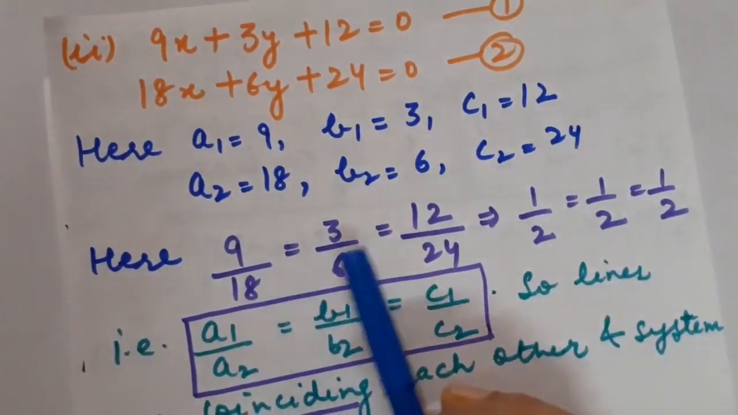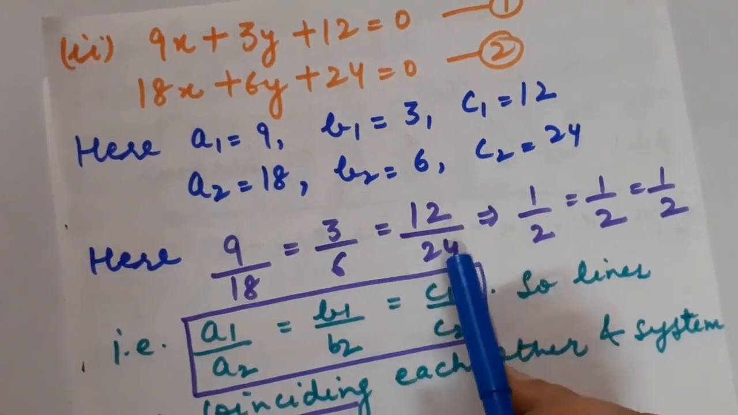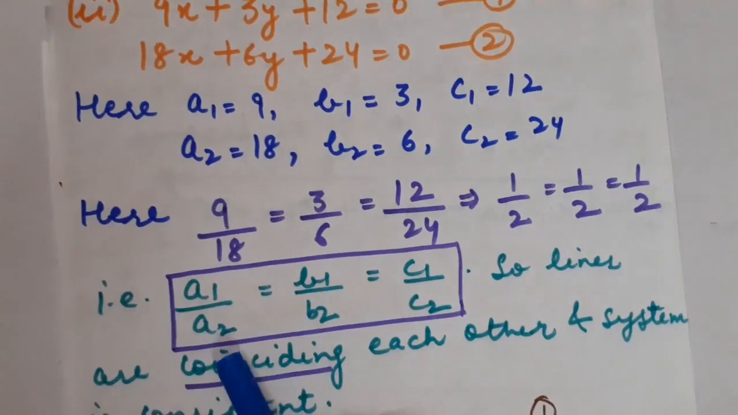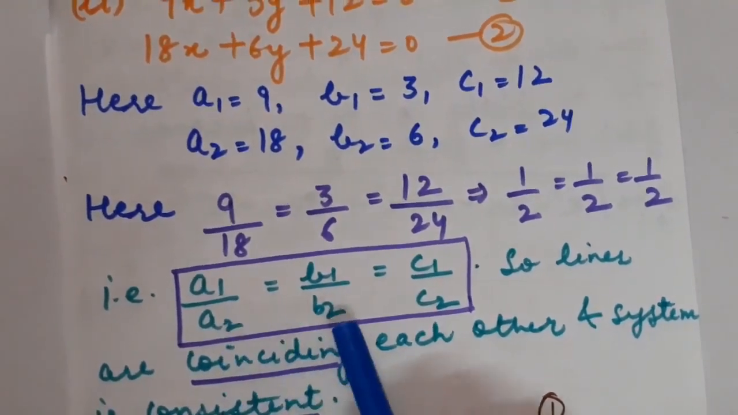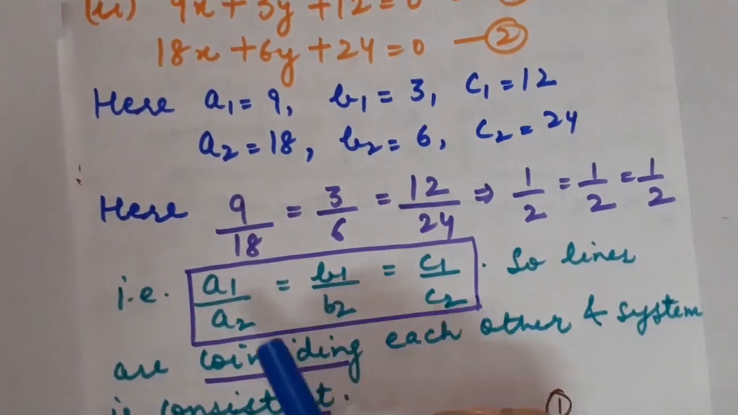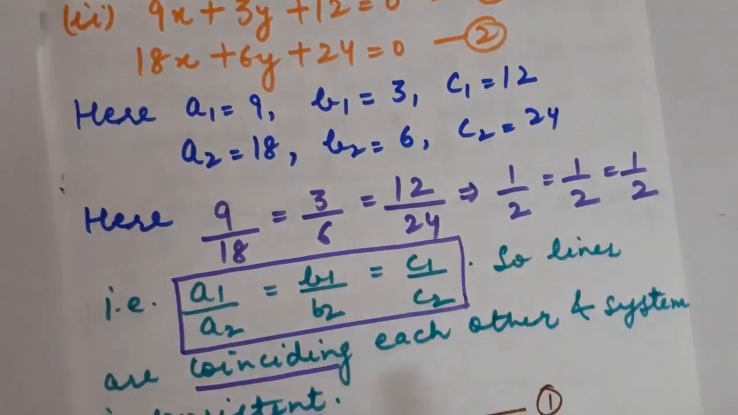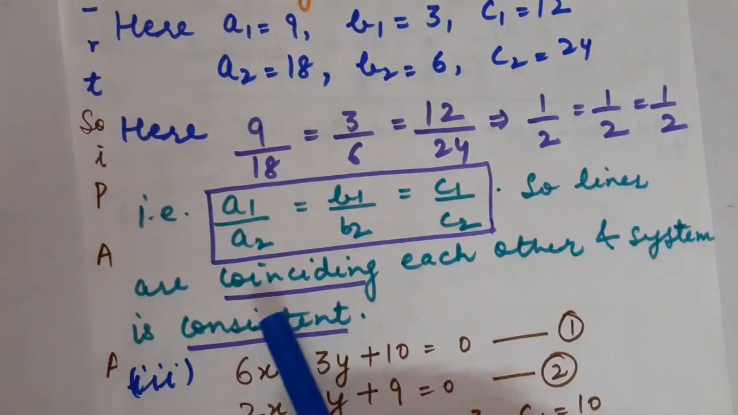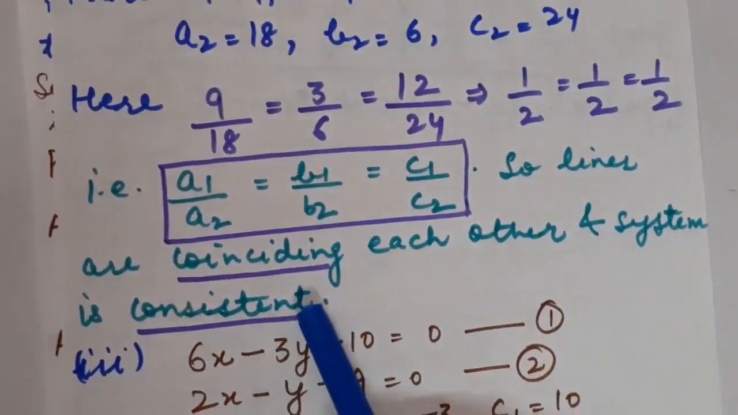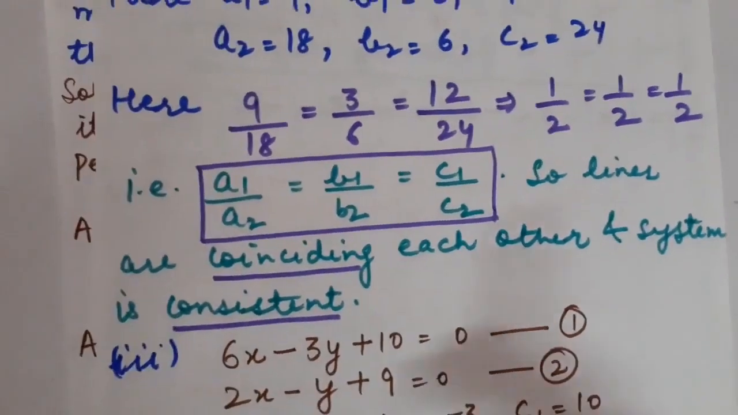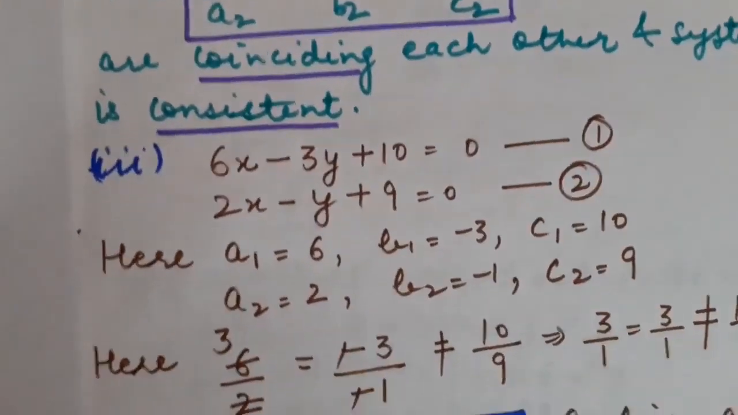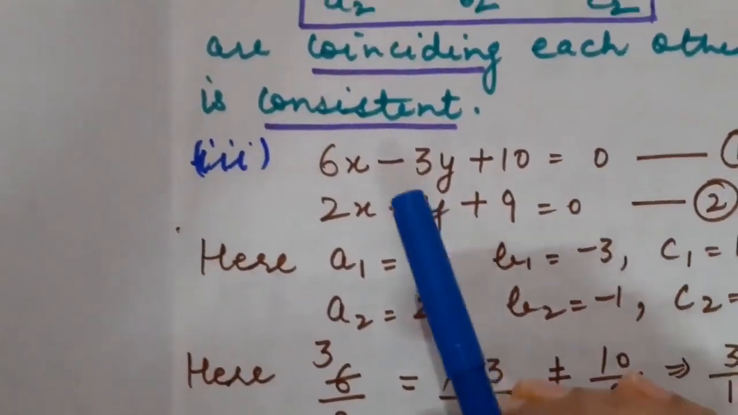Now, 9 upon 18 is equal to 3 upon 6 is equal to 12 upon 24. All are equal to 1 by 2. It means a1 upon a2 is equal to b1 upon b2 is equal to c1 upon c2. So when all the ratios are equal, then what was the condition? That the lines are going to be coinciding each other and the system will definitely be consistent because there will be infinitely many solutions existing. Now, the same question, third part I am taking.